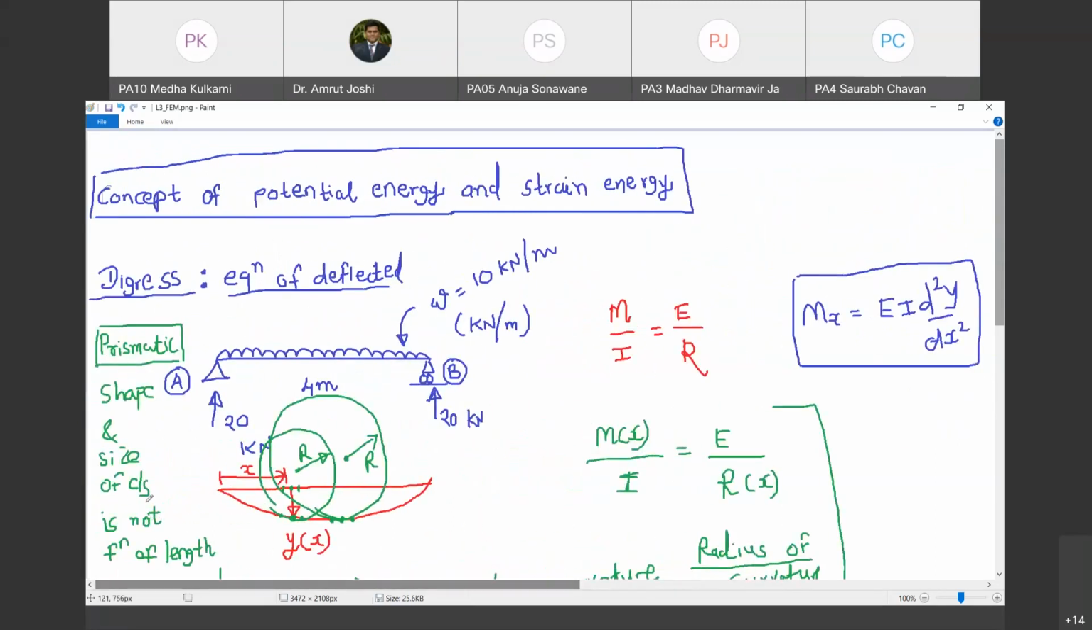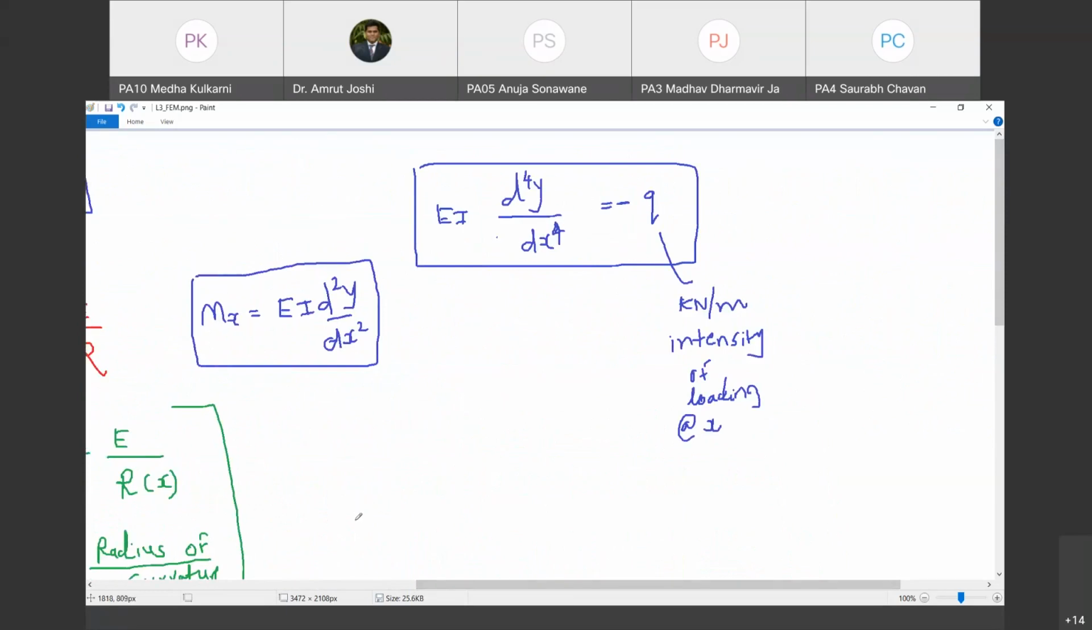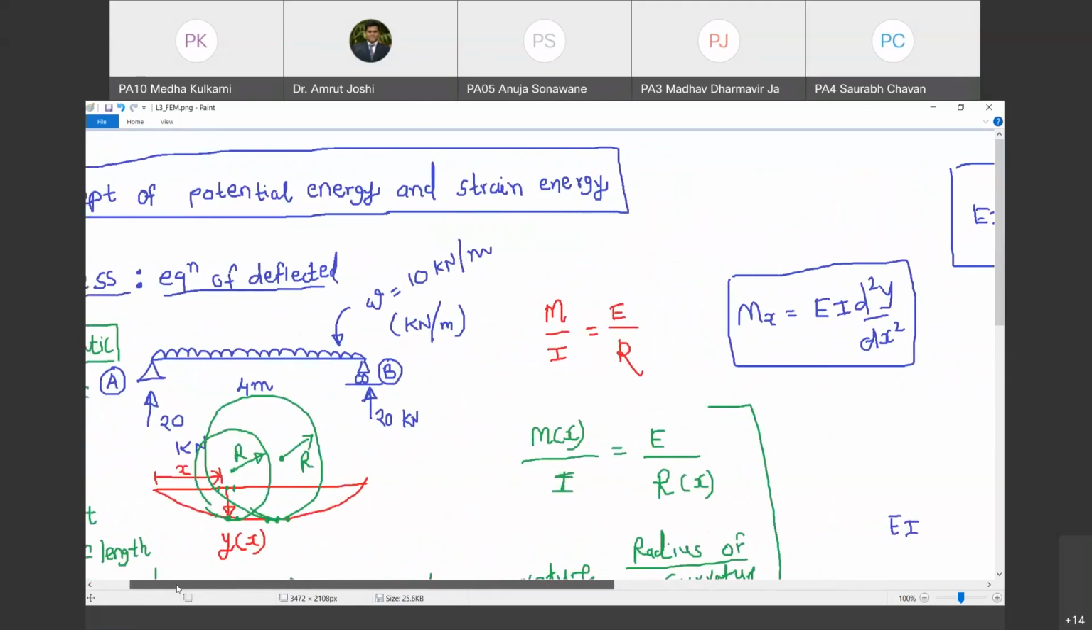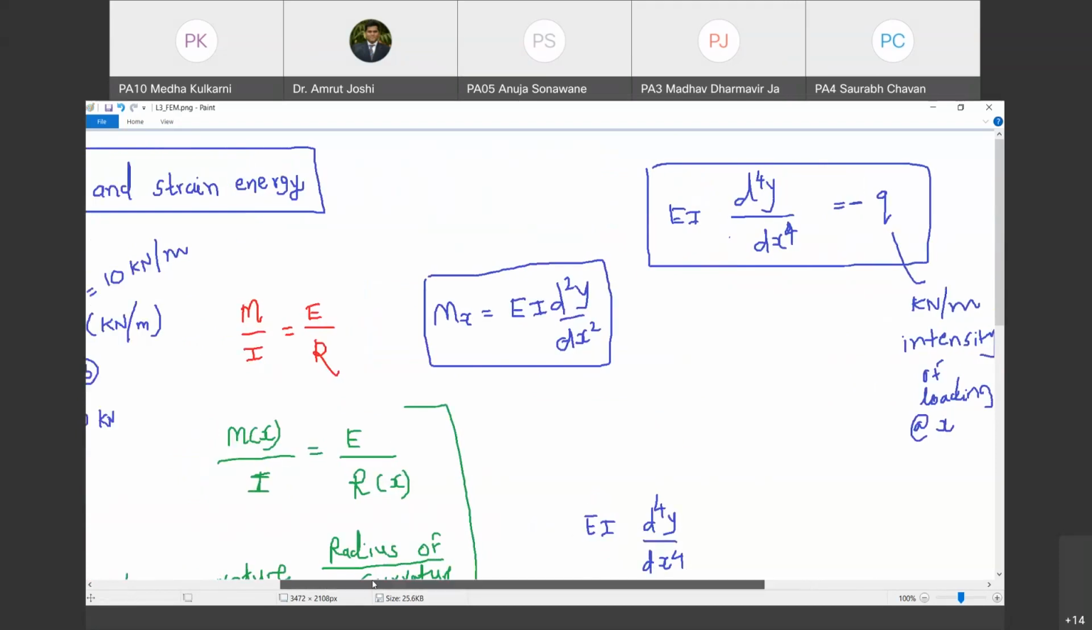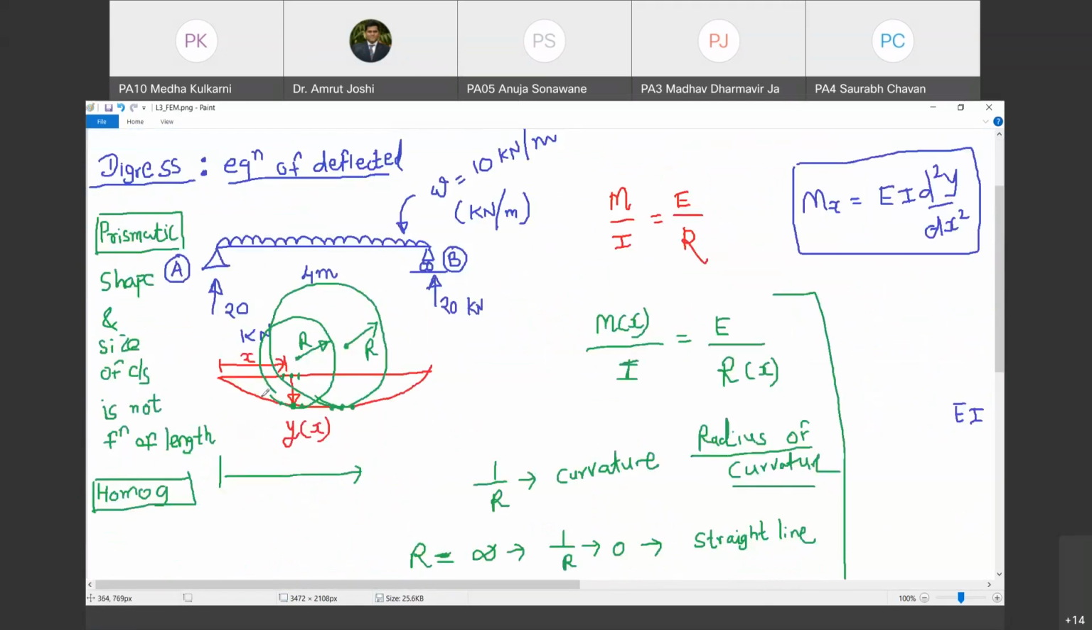Now, can you tell me how do we write this equation for this beam? Let us try to write it out. So I am going to have EI as it is. It is prismatic, so EI is not a function of x. Do you agree with me? Yes, sir. Then we are going to have d4y by dx4. So what is d4y by dx4? It is the fourth derivative of y. y is the deflected shape. Are you with me? Yes, sir.